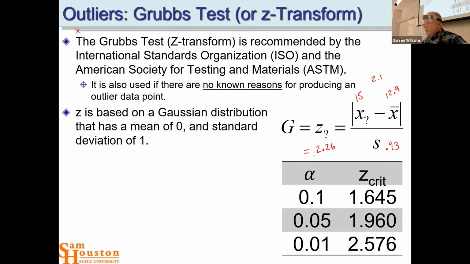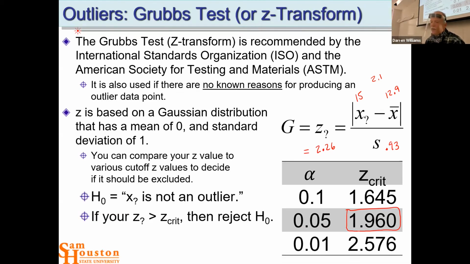All right, 2.26. So this is saying that it's 2.26 standard deviations away from the mean of 0 and the standard deviation of 1. Okay, and for 95% confidence, 95% of the data would be within 1.96 standard deviations. And so this is saying that it's less than a 5% chance that it would be that far out if we had a Gaussian distribution of data.